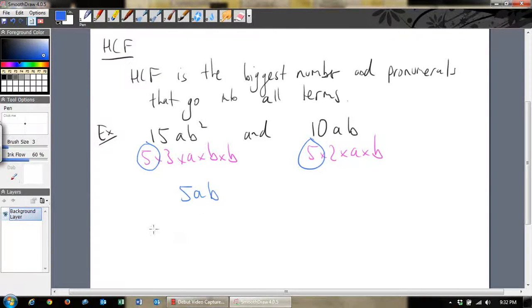Okay, and so what ends up happening with the pronumerals is that you always take the lowest power. So if you've got, let's say, b squared over here and b, you take the lowest power. In here we've got a to the power 1, and there we've got a to the 1, so you just take your lowest power as your highest common factor, which is a. Here you've got b squared, here you've got b, so you just take your lowest power, b to the 1, which is in common.